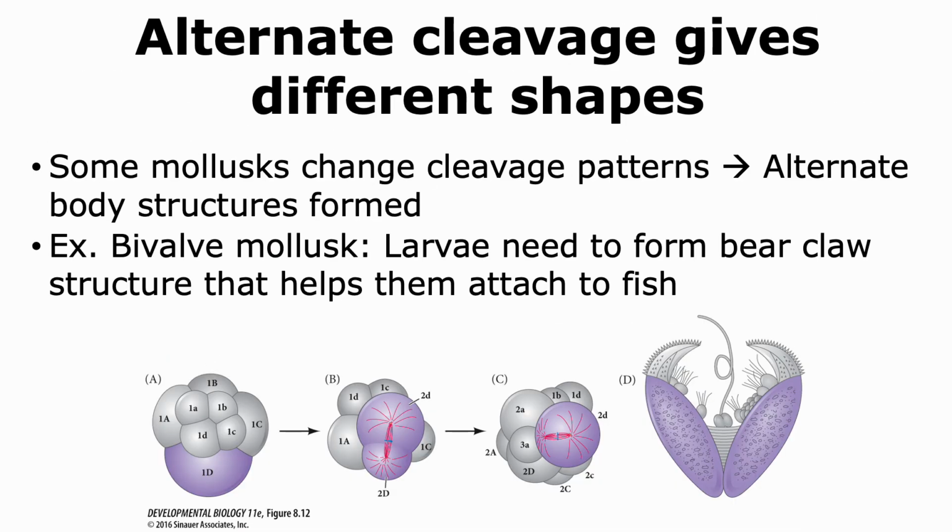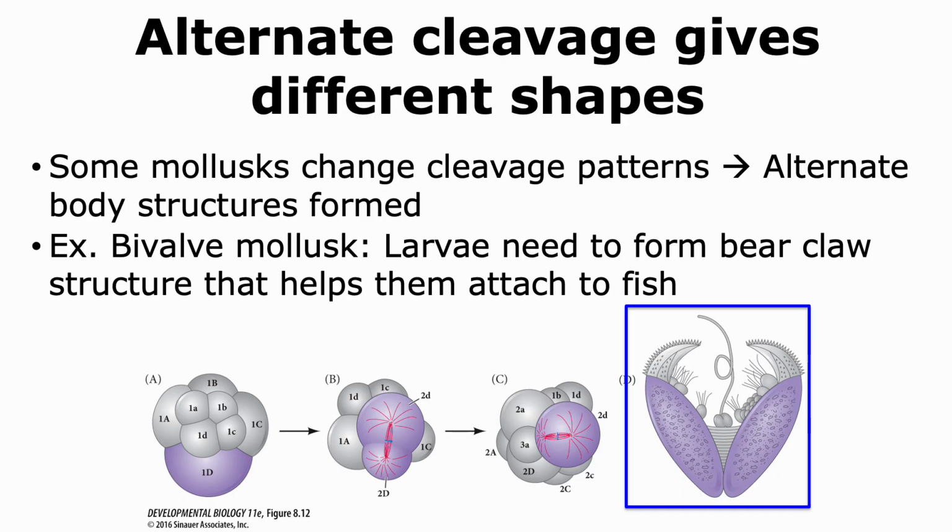Now let's see what happens if there is an alternate way in which cleavage occurs. Some mollusks can change the cleavage patterns, and that results in alternative body structures. We're going to look at the bivalve mollusk. In the case of the bivalve mollusk, the larvae need to form a beak-like claw structure that helps them attach to fish and mediates their dispersal in the environment. This is what is shown in that blue box.